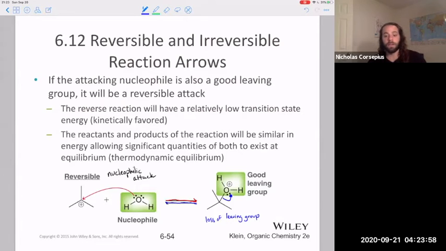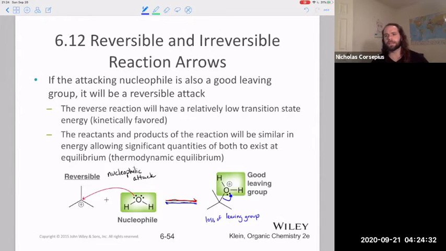So if your nucleophile is a good leaving group, that's going to be a reversible reaction. Likewise, if your leaving group is a good nucleophile, that's also going to be reversible, right? So if we had started out with what we have drawn on the right, and then switch this around, that would also still be reversible because our leaving group is a good nucleophile. Okay, so that we can spot that by saying, is this nucleophile that's attacking a good leaving group, or is this leaving group a good nucleophile? That's an indication of a reversible reaction.